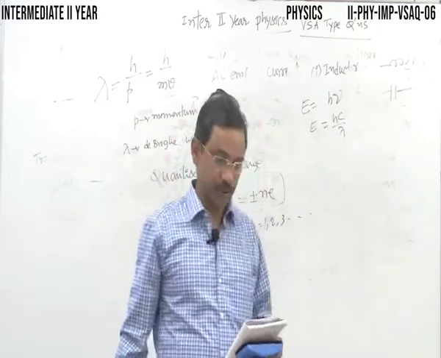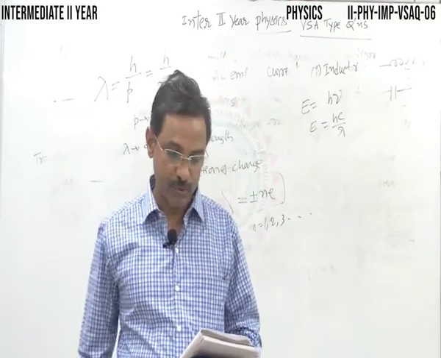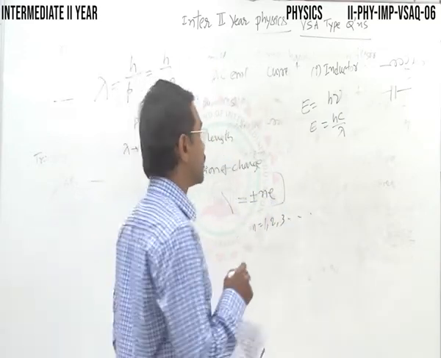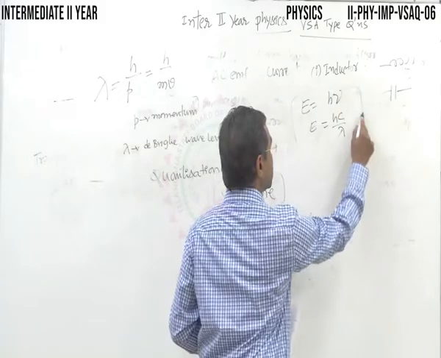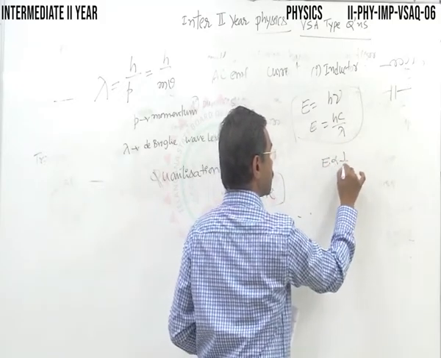I'll repeat the question. If the wavelength of electromagnetic radiation is doubled, what happens to the energy of the photon? Energy of photon is given by this expression, h and c being constant, so it is inversely proportional to lambda.